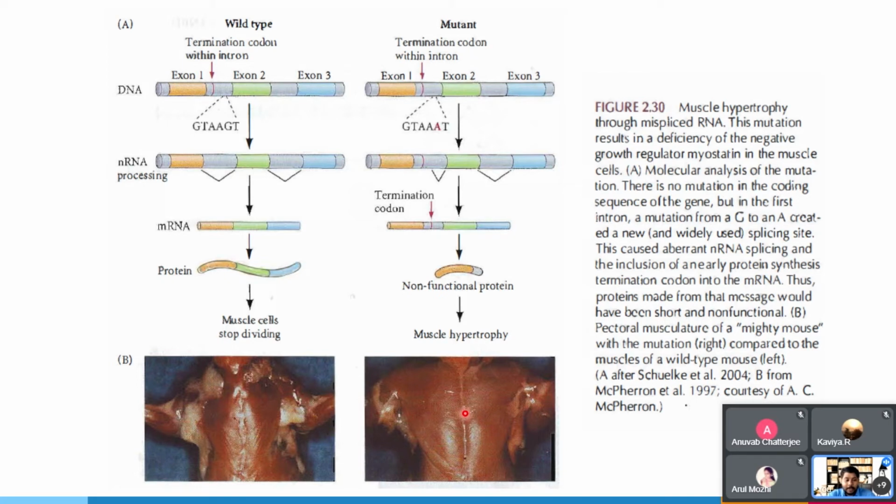So here is a dissection of the mice. In this normal wild type mice, you can appreciate the change in muscle density between the both of them.